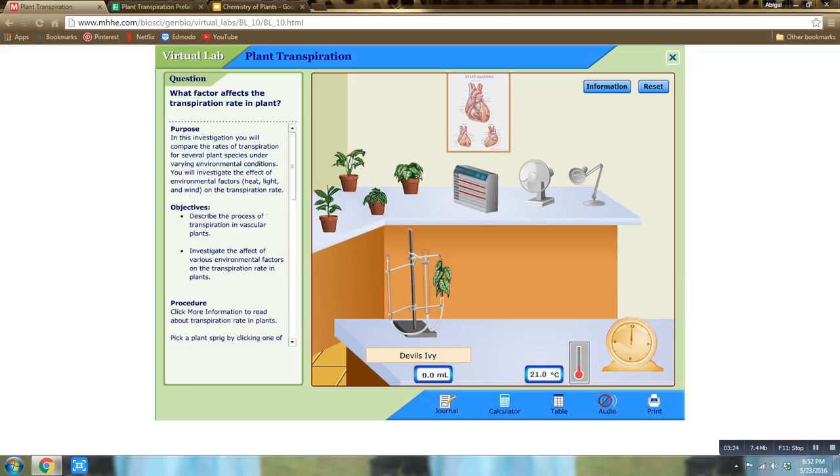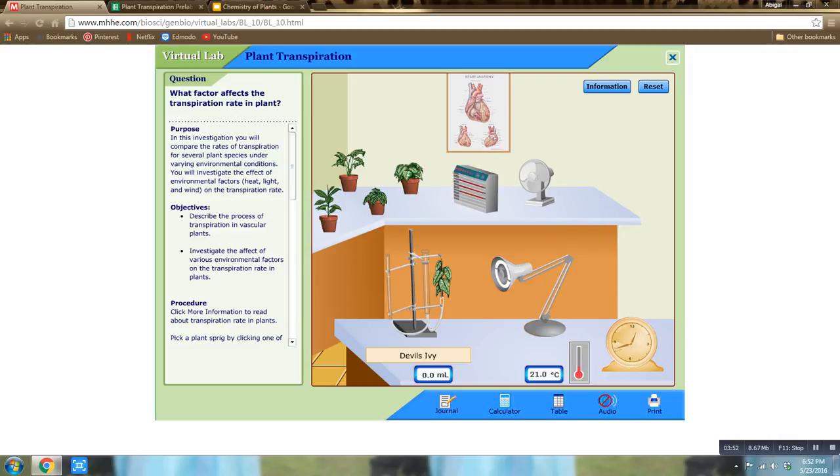which is 2.9. Then we're going to add the heater, which causes it to increase to 4.1. Then we'll add the fan, which caused it to increase to 4.6. Then we'll add the lamp, which causes it to increase to 3.